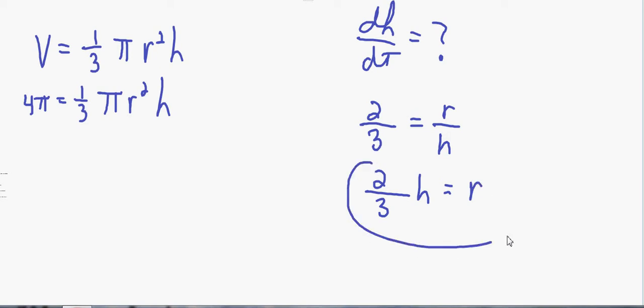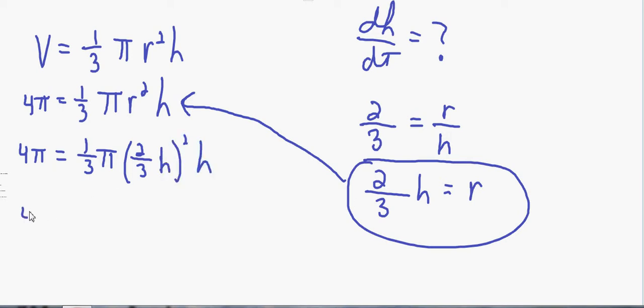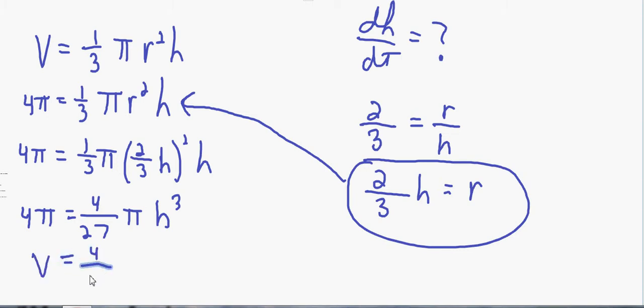Well, with this right here, now I can plug that into this equation and completely get rid of r. Now we know that 4 pi is equal to 1/3 pi, and r is just going to become 2/3 h squared times h. And this is going to simplify down to 4 pi is equal to 2/3 squared is 4/9, so times 1/3 is 4 over 27 pi h cubed. And this is the same thing for our volume equation. Volume is 4 over 27 pi h cubed.